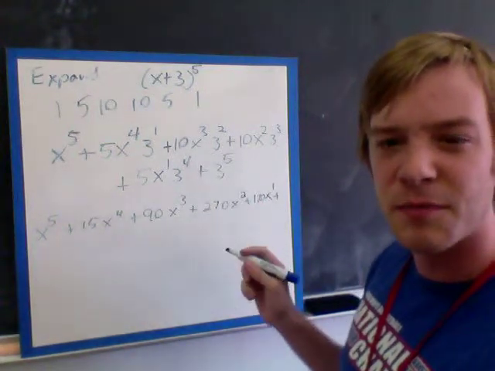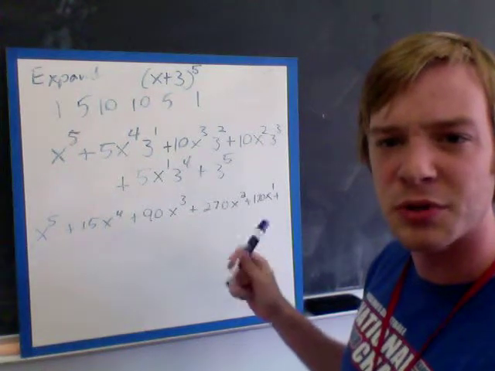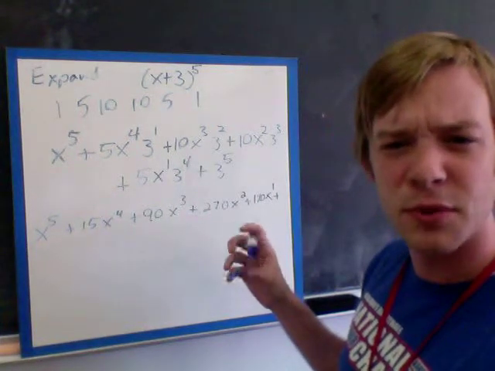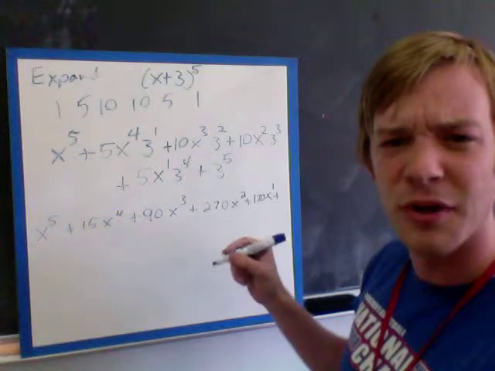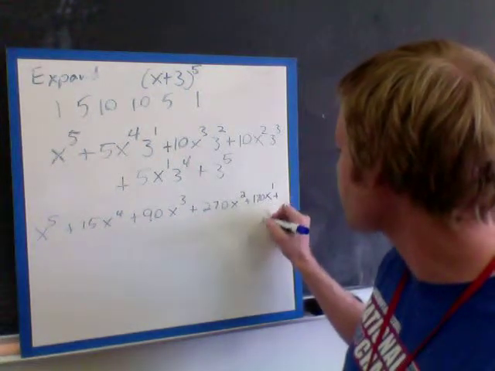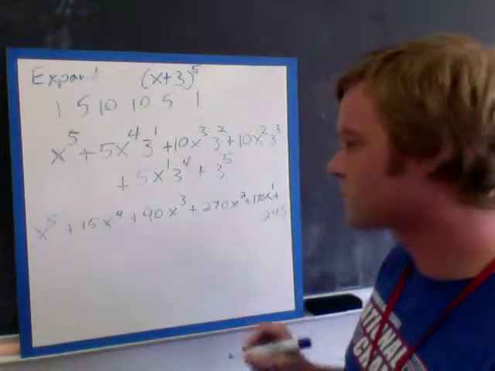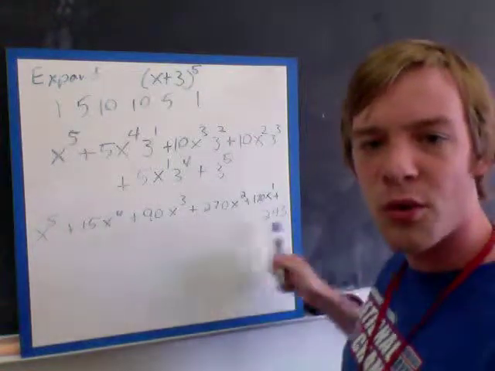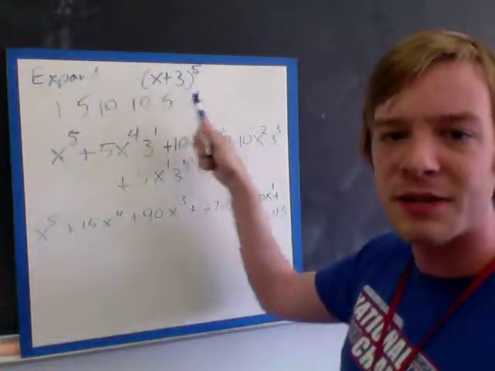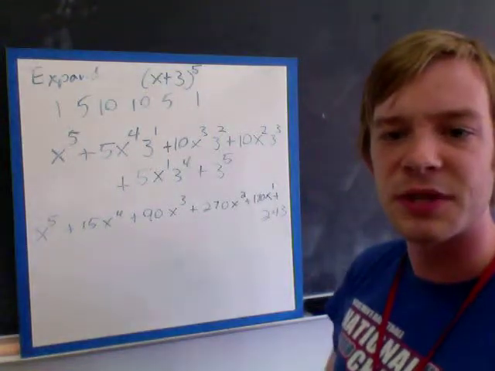3 to the fifth power should be 243. Once again, double check my work on that one. So this whole thing would be the expanded version of x plus 3 to the fifth power.